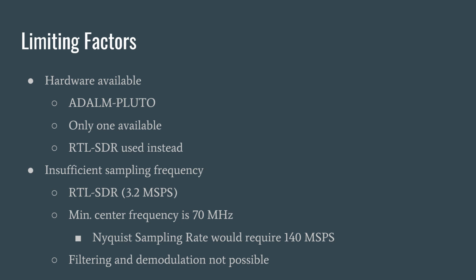The maximum sample rate for the RTL-SDR in SDR Sharp is 3.2 megasamples per second, but the Nyquist sampling rate would require 140 megasamples per second. Without a large enough sampling frequency, filtering and demodulation of the received NB-IoT signal was not possible.